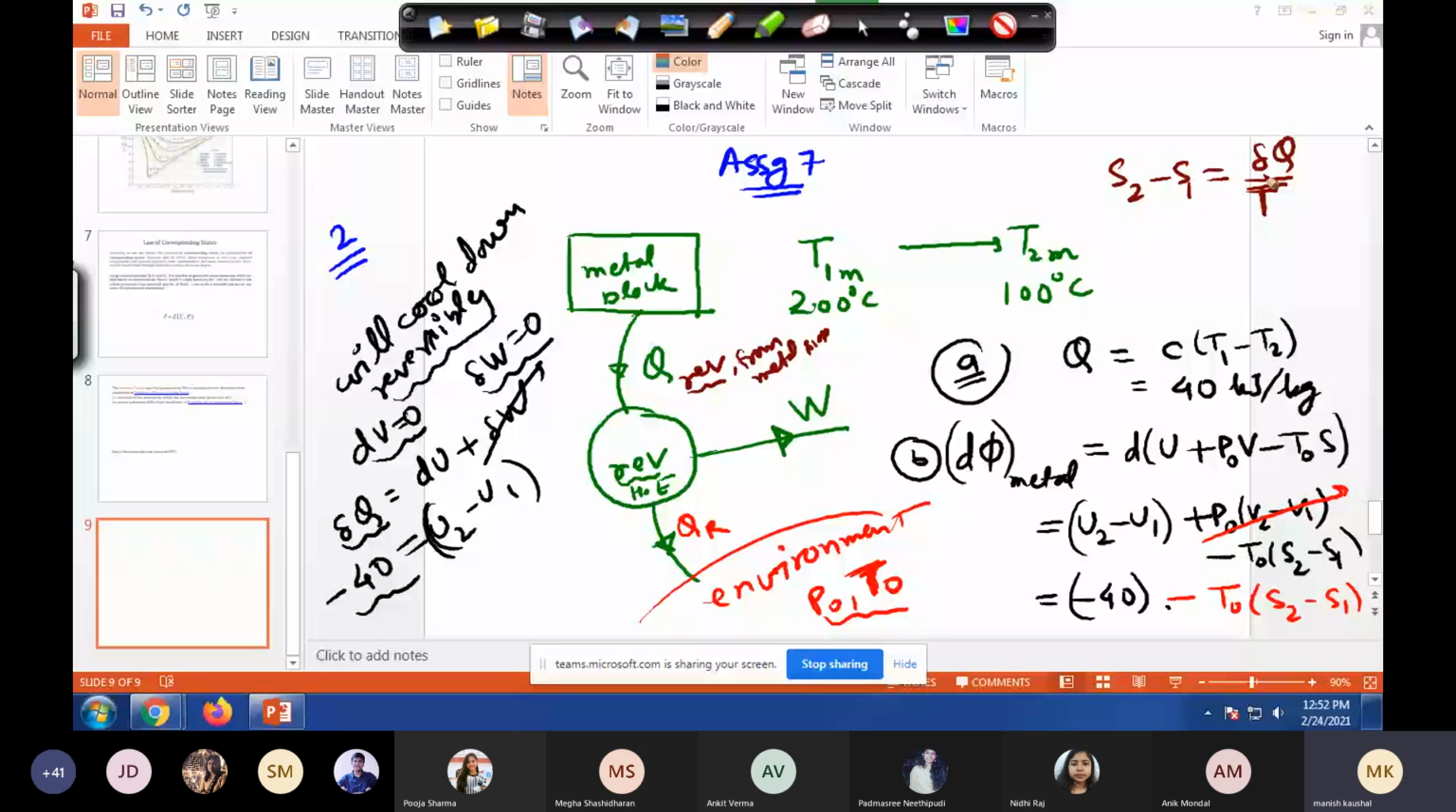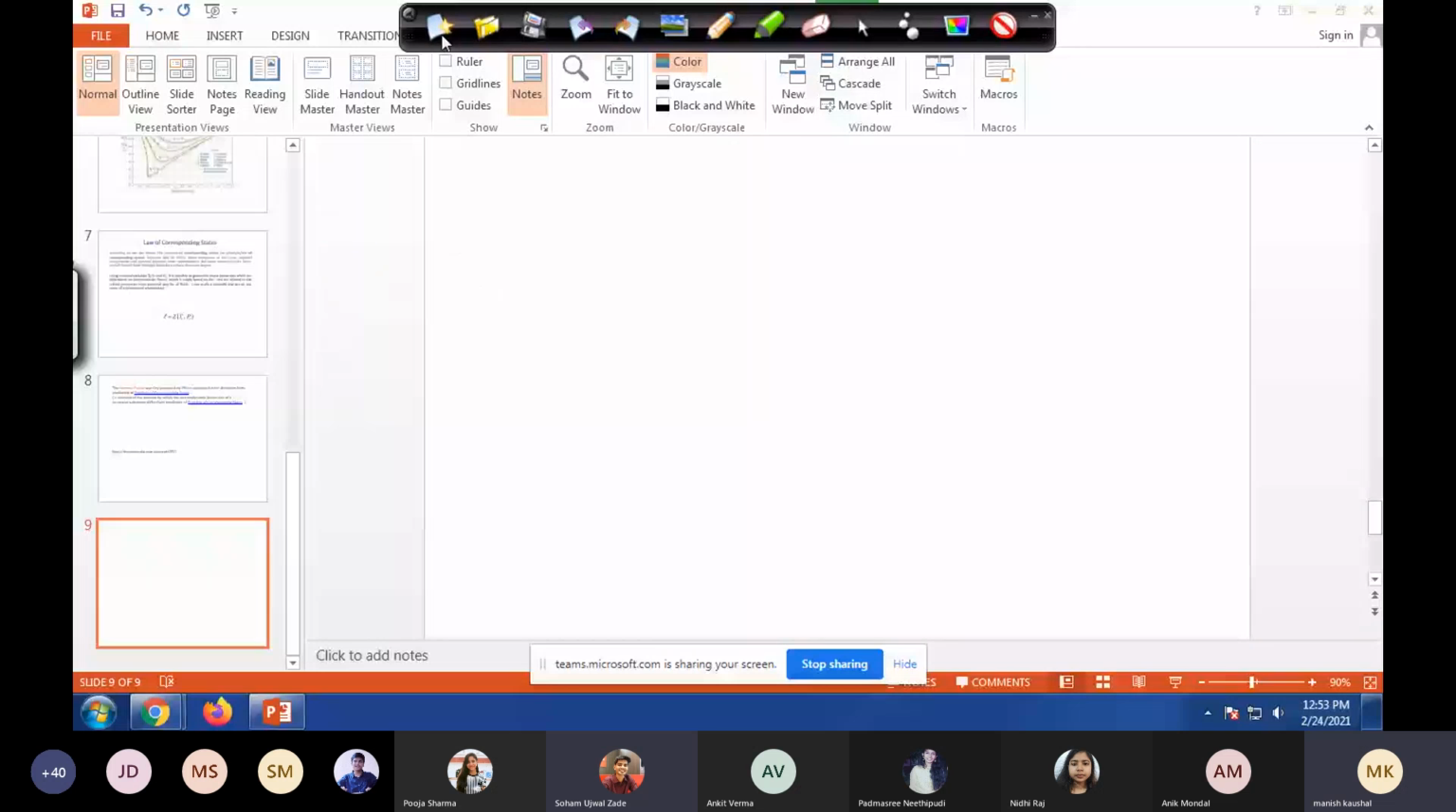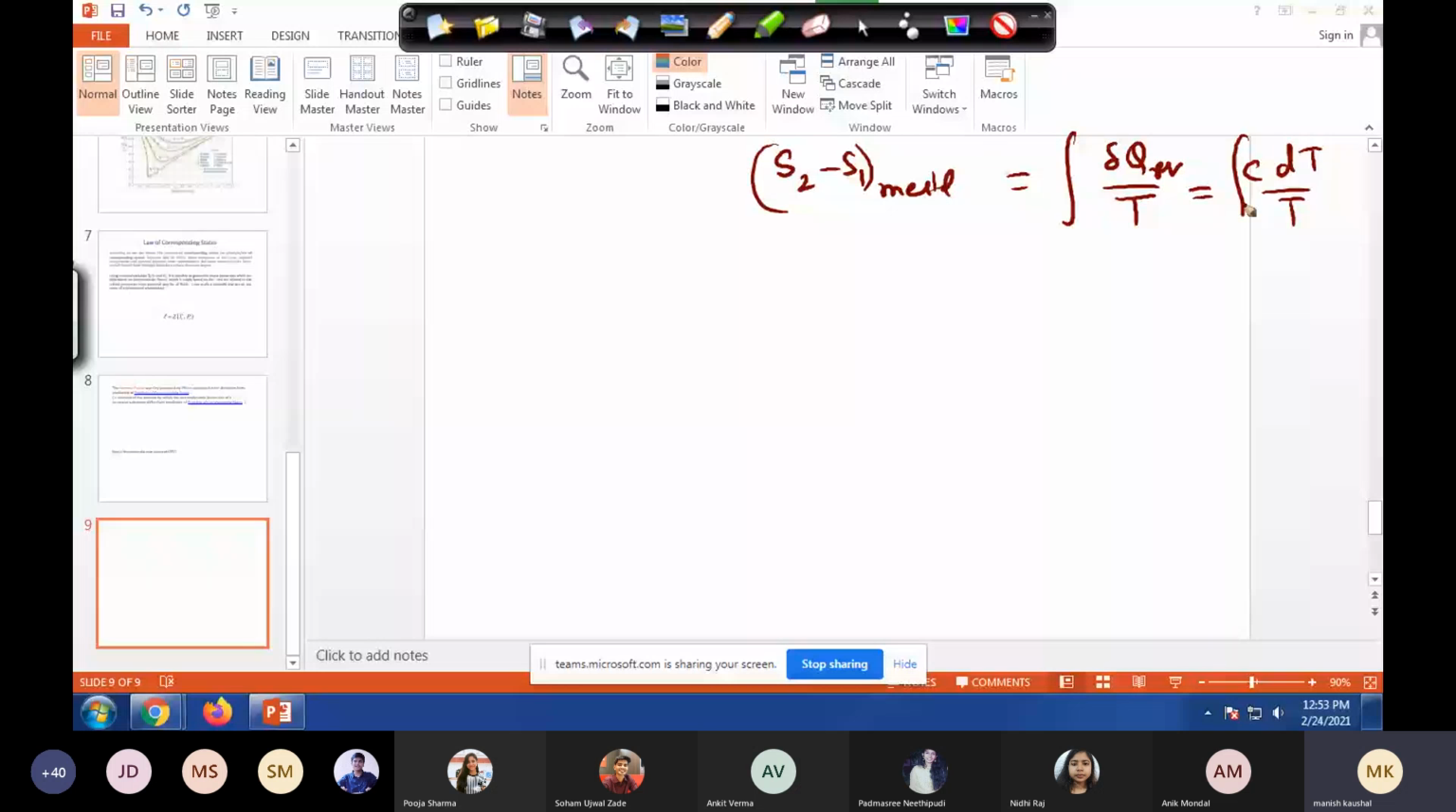Sir, T is variable, so I guess we have to write dS equal to. Yes, very good. Basically, you have to do it this way. Of course dQ is reversible, but the temperature of the metal is still changing, right? And dQ reversible is, we know, C dT by T. T goes from T1 to T2. So S2 minus S1 for the metal will come out to be C ln T2 by T1. Put the values in Kelvin. Since T2 is less than T1 because it's cooling down, the entropy change comes out to be negative, minus 0.0949.